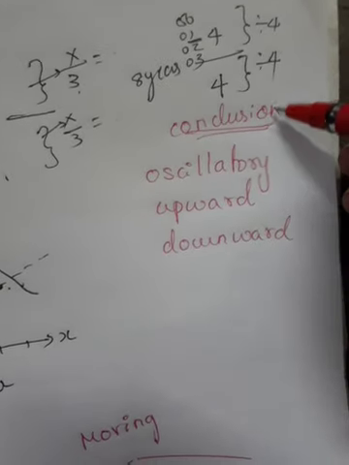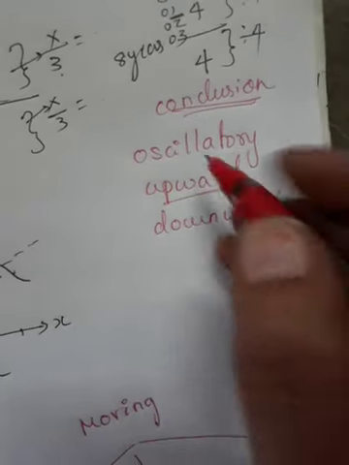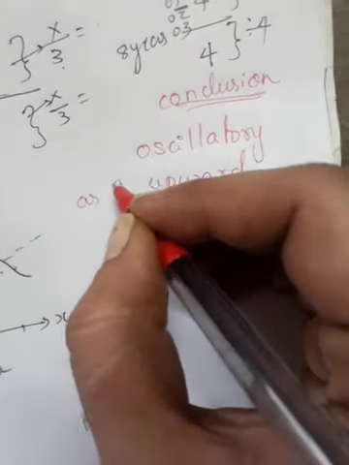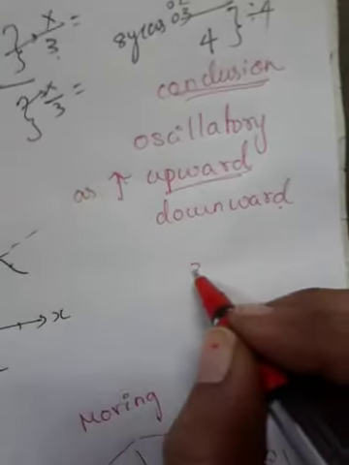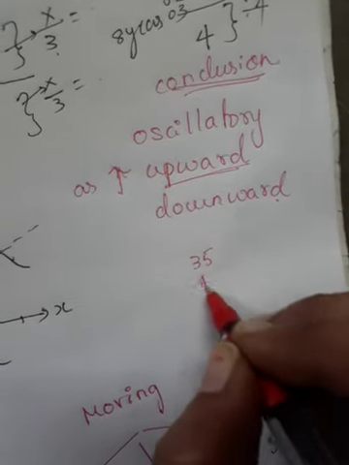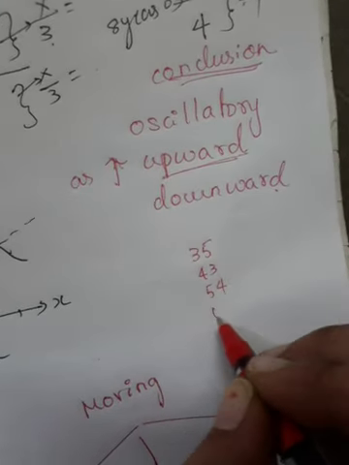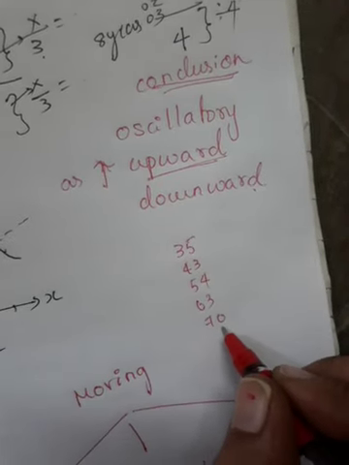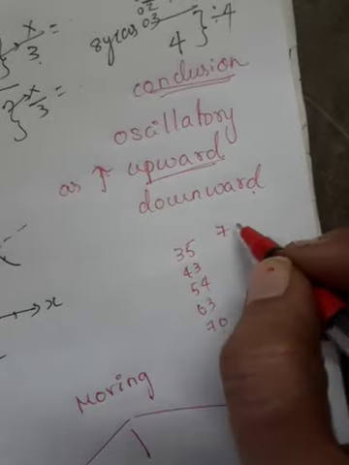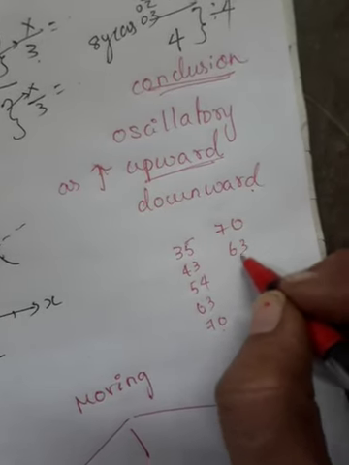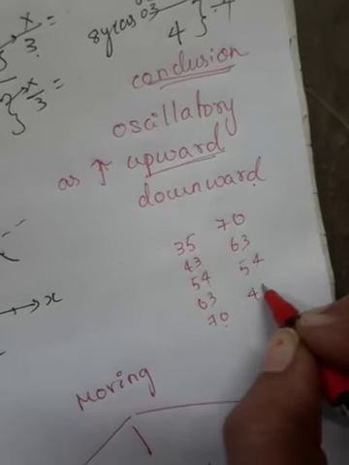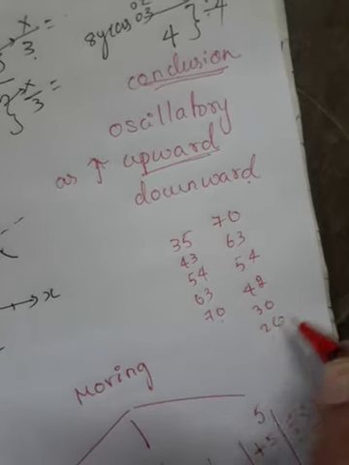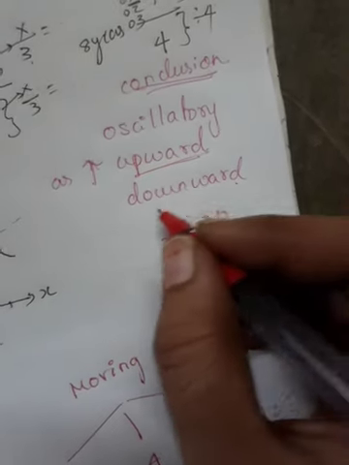If they ask you to write the conclusion or comment on the result, upward means ascending order, that is, increasing. For example, if the trend values are 35, 43, 54, 63, 70, it shows the upward trend. Downward trend means the opposite, a descending order: 70, 63, 54, 42, 30, 20. For this you should write the comment, downward trend.